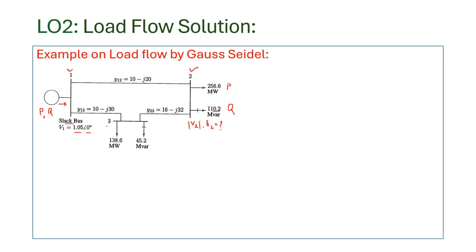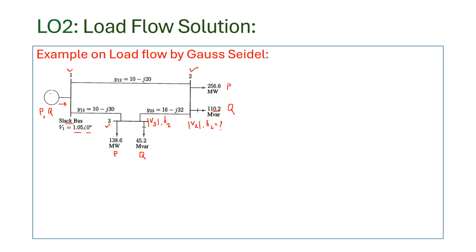Then come to the third bus. At the third bus again, it is a load bus. At this load bus, P is specified as 138.6 megawatt and Q is also specified, that is 45.2 MVAR. Then we have to find out what is the voltage V3 at this bus and what is its corresponding angle. So now you hear, this is our problem.